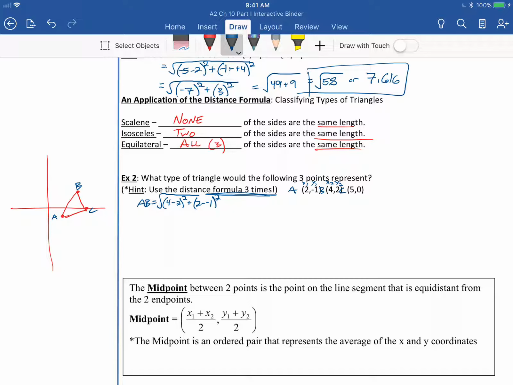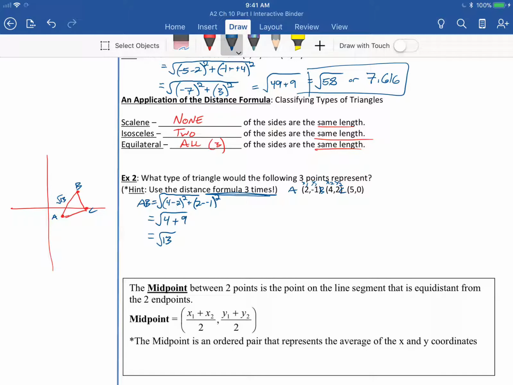All right, so go through here. 4 minus 2 is going to be 2 squared, which is 4, plus 3 squared, which is 9. So this turns out to be the square root of 13. Okay, so that's what this distance is here, is the square root of 13. We have to find, is that the same or different than all these guys?